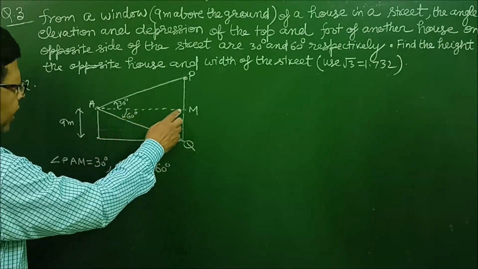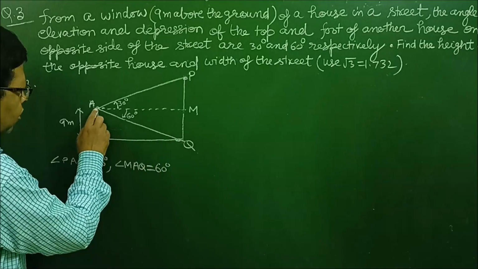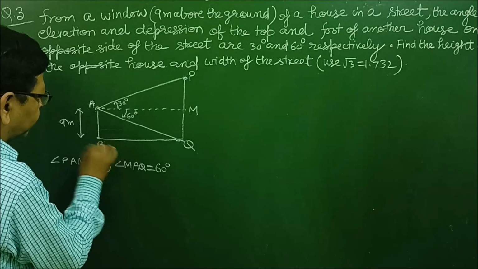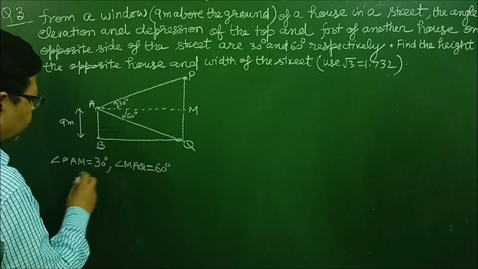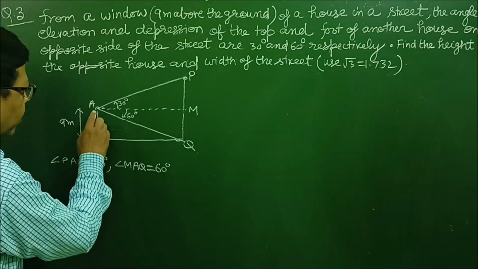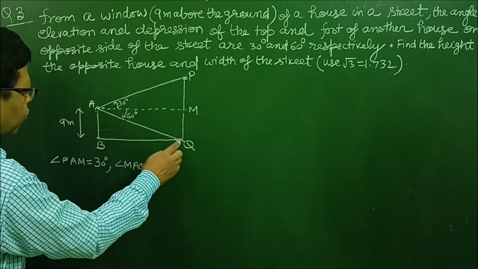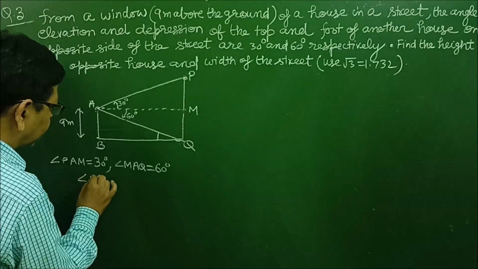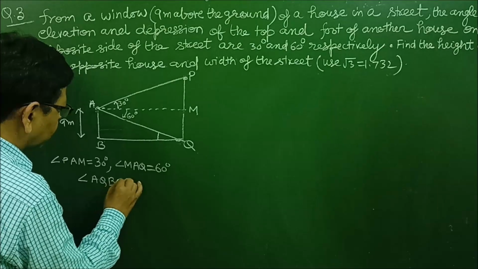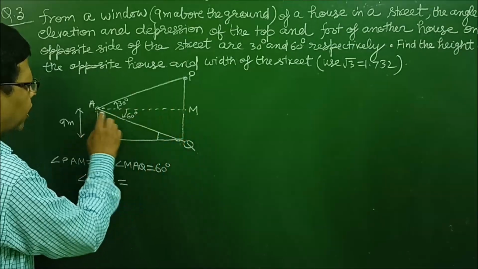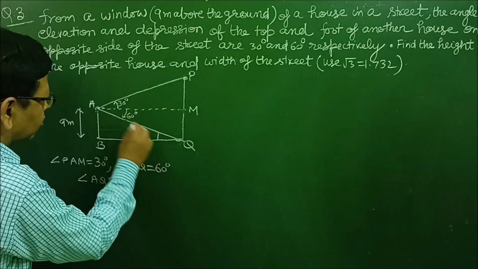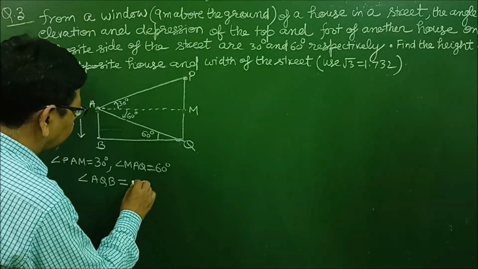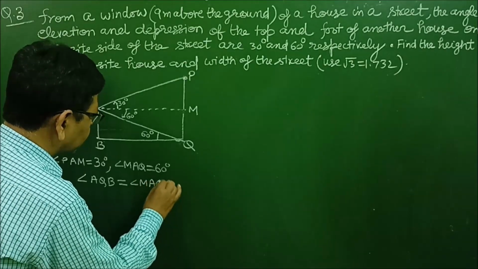Now let this point be denoted by B here. Angle MAQ is equal to angle AQB, alternate angles. We can say angle AQB is equal to angle MAQ, this Z shape angle. These are the alternate angles. So this angle is also 60 degree. Angle AQB is equal to angle MAQ, which is equal to 60 degree.